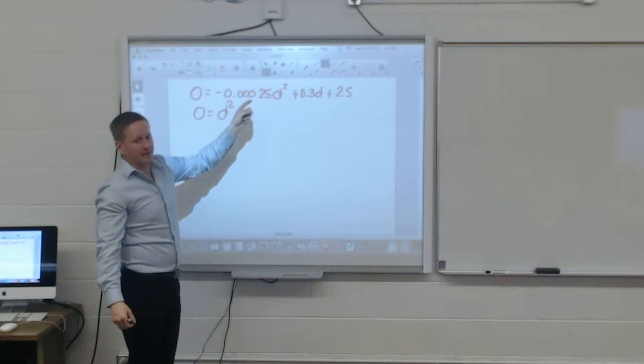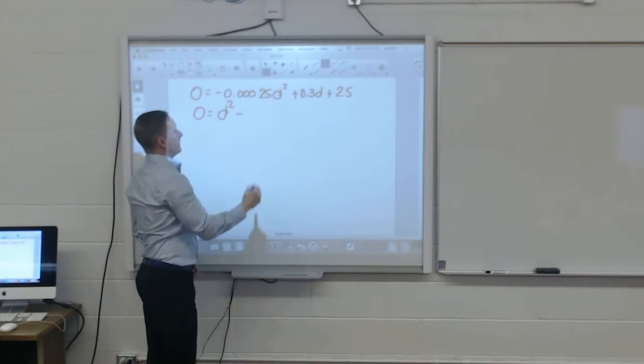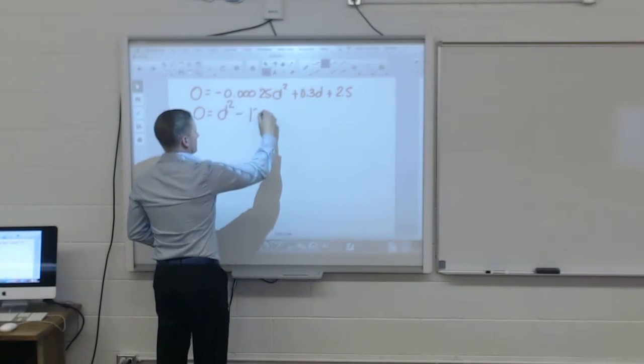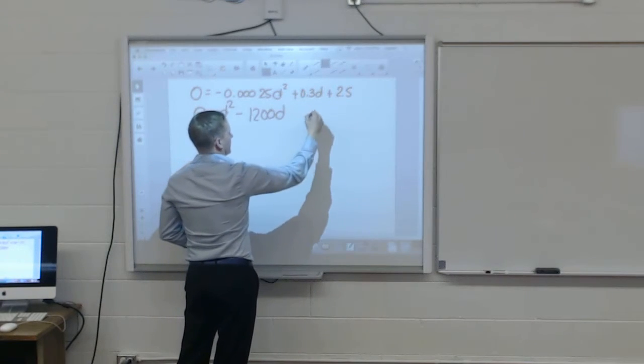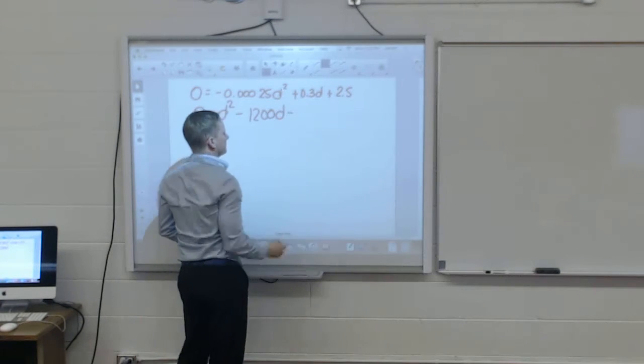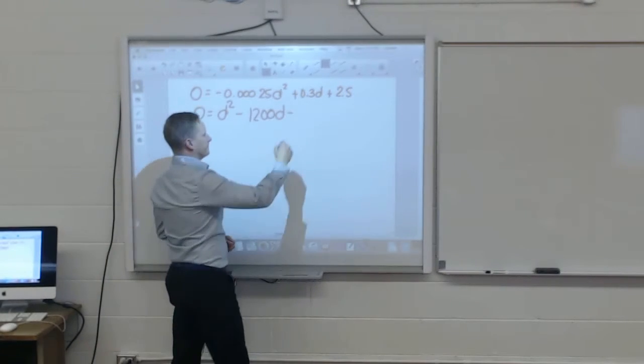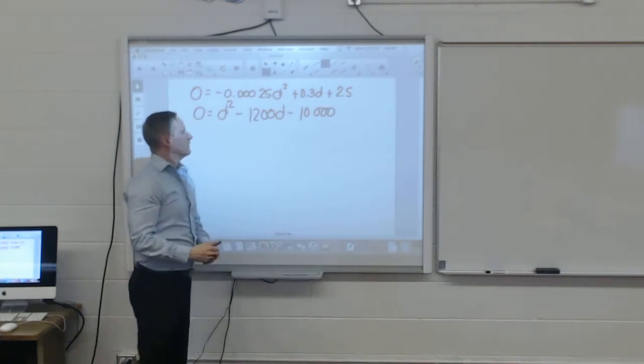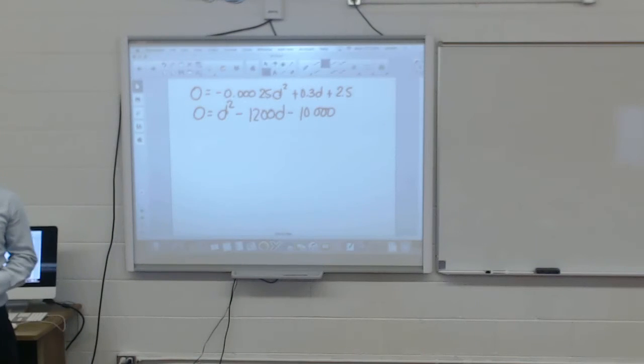Take 0.3 and divide it by that value, please. 1200. Thanks. And take 2.5 and divide it by that value. 10,000. Yes. Okay. So there you go. So you just divide everything by the a value. Now it's easy to complete the square at that point.